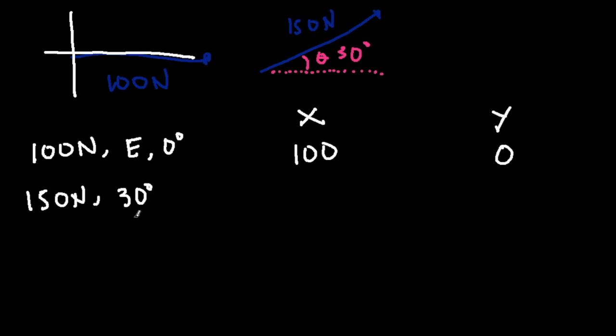Since we have an angle here, we should use 150 because that's the magnitude. Remember, it's F cosine theta. So we have 150 for F, cosine 30 because that's the angle. So we have 150 cosine of 30. We have 129.90. And then for our y, we have 150 sine of 30. We have 75.